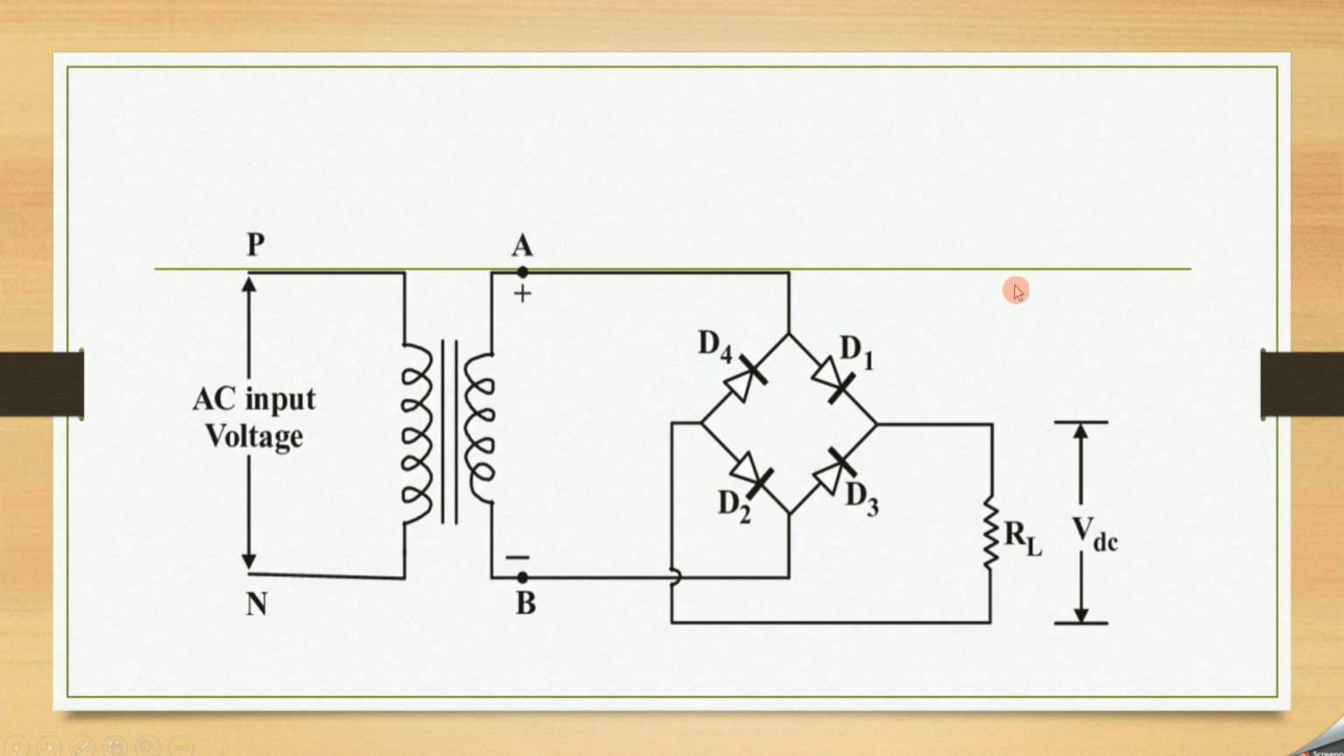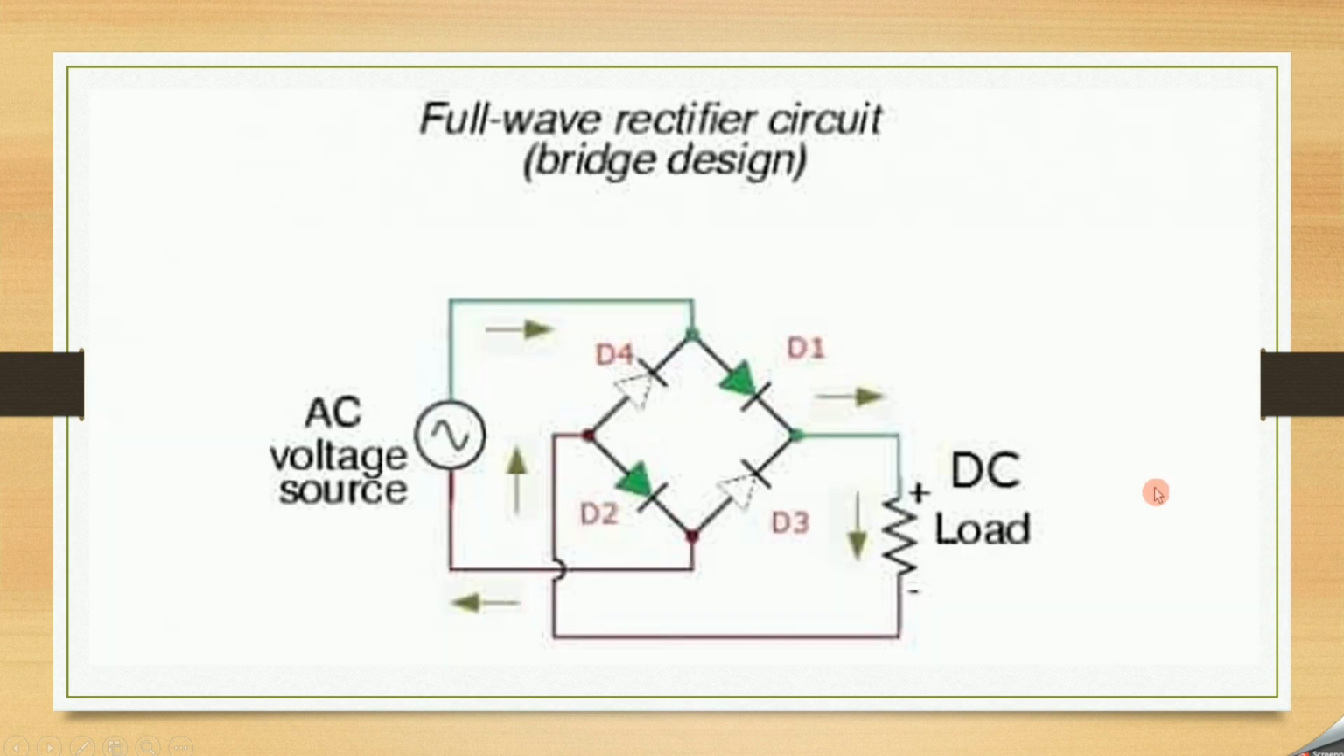The circuit diagram of a bridge rectifier consists of an AC input voltage, a step down transformer, a bridge circuit made up of 4 diodes, and an RL load resistance. The AC input voltage is converted into pulsating DC. This is the AC voltage source.